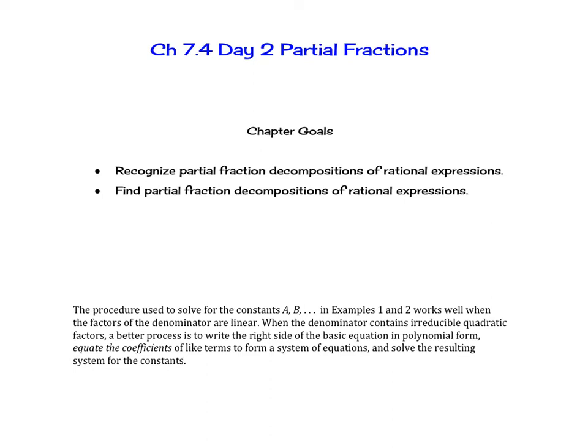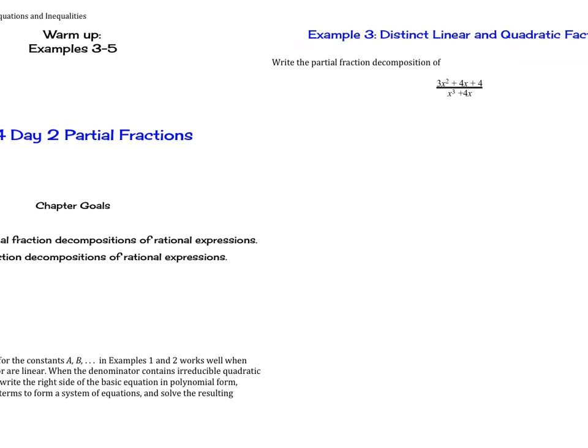7.4 Day 2, we're looking at partial fractions. This lesson is going to focus on quadratics. The procedure used to solve for the constants A, B in examples 1 and 2 works well when the factors of the denominator are linear. When the denominator contains irreducible quadratic factors, a better process is to write the right side of the basic equation in polynomial form, equate the coefficients of like terms to form a system of equations, and solve the resulting system for the constants.